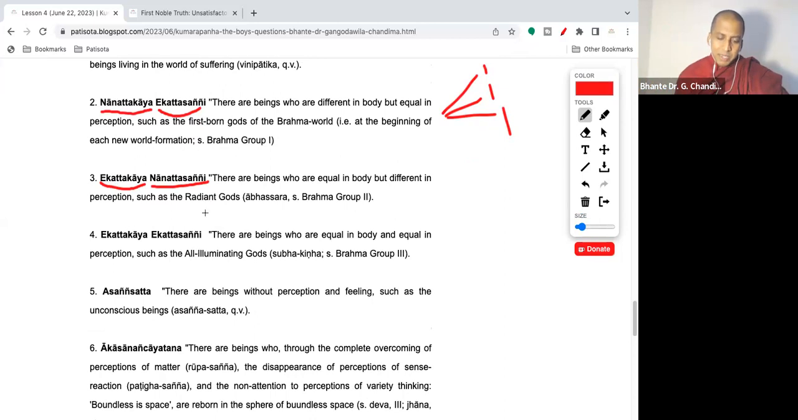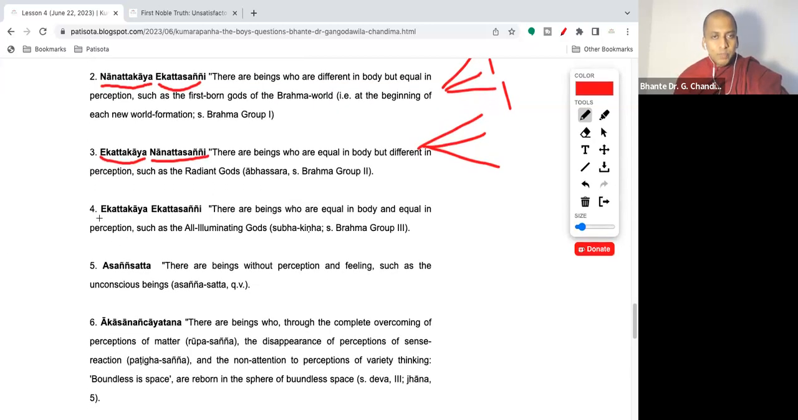Parittaba, Appamanaba, Abhasara. The Brahmas from Parittaba, Appamanaba, Abhasara. See Abhasara here. Then there are some other beings whose body also same, whose perception also same. Who are they? Third Brahma group, I call them. They are the ones who were reborn in Paritta Subha, Appamana Subha, and Subhakinna. See, Subhakinna. All right. I think I don't need to write them over here, because you can look them up.